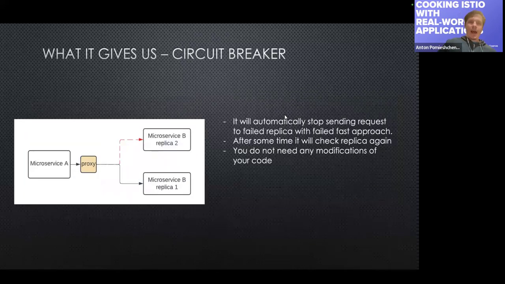Another great feature of Istio is the circuit breaker. Circuit breaker is an architectural pattern that allows you to disable some load or fail fast. It can, for example, disable a replica if it begins to fail, and after some time, it can check if it works or not and enable it again. Again, you don't need any modification in the code. You just need to do some DevOps work, and probably you will not have cascading failures of your microservices.